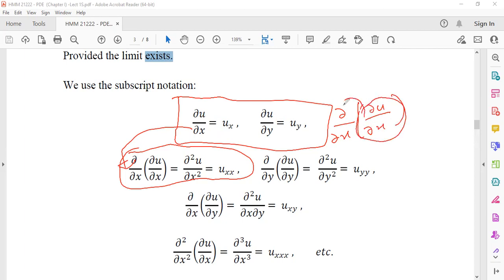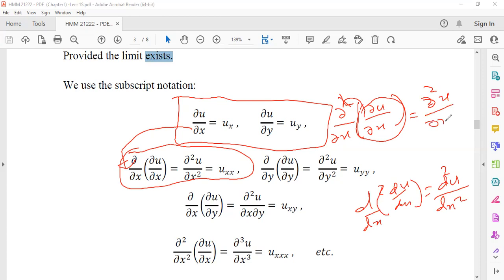This element can be a partial derivative with respect to x. So it can be written as, I think I told you already also. Likewise, in the ODE, we use, for example, du over dx, and the notation d squared u over dx squared. Likewise, here also we use partial squared u over partial x squared.